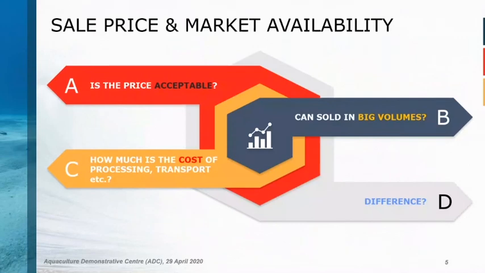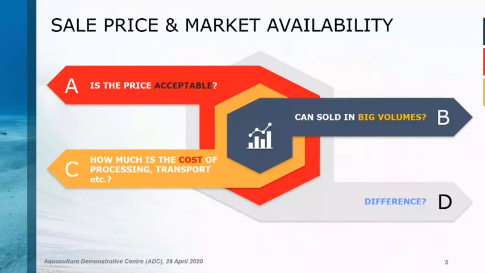The first question is whether the price is acceptable. When we sell it and the business is successful, the turnover must be acceptable; there has to be a certain amount of profit in the business. And the second question is, can it be sold in big volumes? When you start up a business, of course it can be small, but in commercial size you've got to sell it in big volumes because your production is growing constantly.